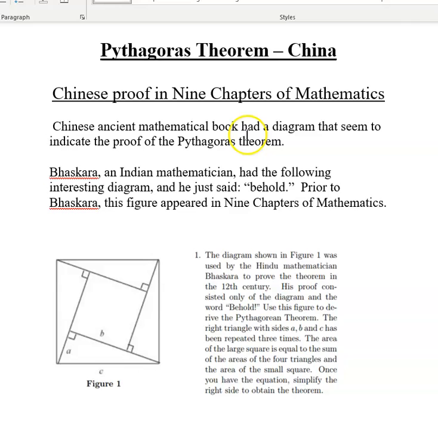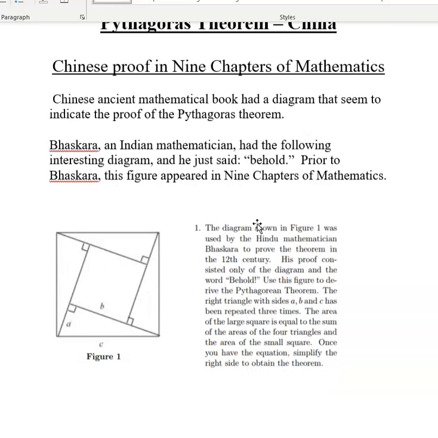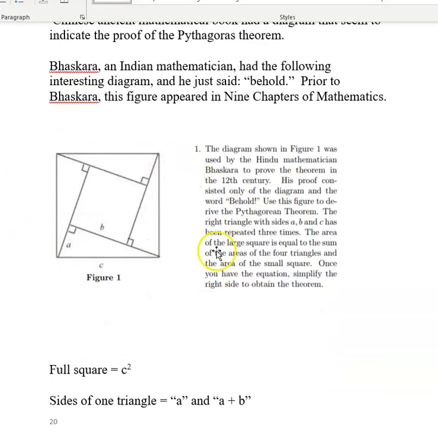Pythagoras theorem in China. Chinese proof in Nine Chapters of Mathematics. The Chinese ancient mathematical book had a diagram that seems to indicate the proof of the Pythagoras theorem. Bhaskara, an Indian mathematician, had the following interesting diagram. He just said, behold. Prior to Bhaskara, this figure appeared in Nine Chapters of Mathematics. So in this figure here, the full square, this side is C. The full square is C squared.